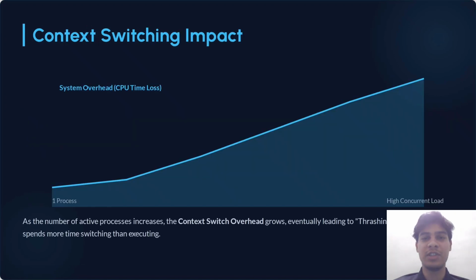Context switching impact. When a CPU switches from one process to another, it is called context switching. The OS saves the current process state and loads the next one. This allows multitasking in the system. As the number of active processes increases, the context switching overhead grows, eventually leading to thrashing, where the CPU spends more time switching than executing.